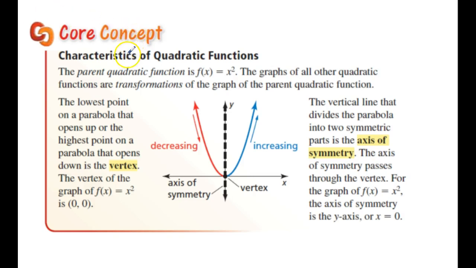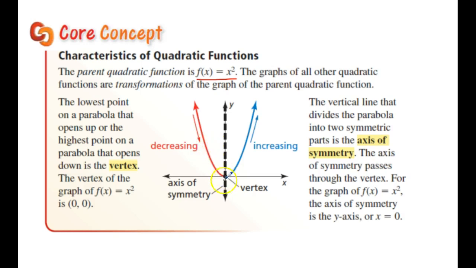So here's my core concept, my first one. When we're dealing with functions and graphing them, we always want to start with our parent function, and then we can do some transformations on those. So the parent function for my quadratic is f of x equals x squared. This is the most simple that I can be when we're talking a quadratic. So all other quadratics are transformations, right? We move them around from this graph. And this is kind of what it looks like.